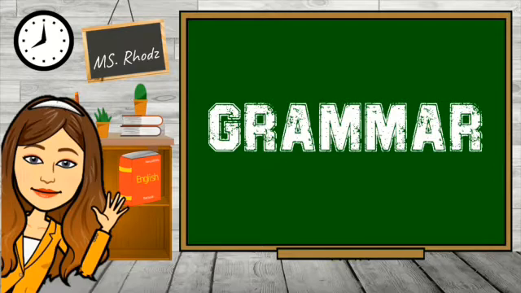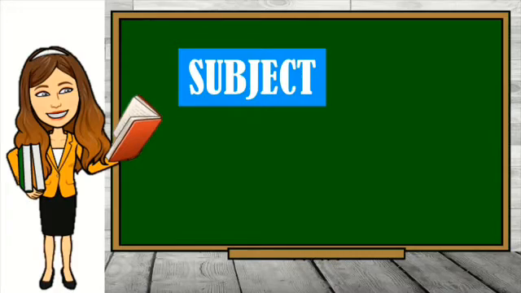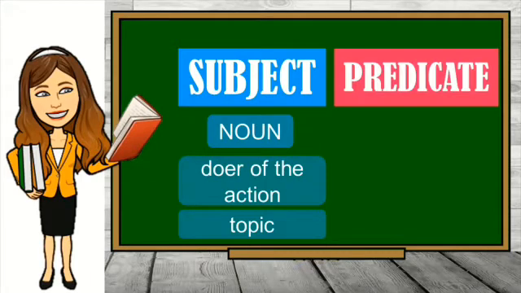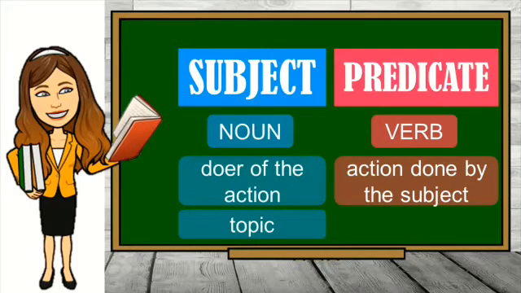To start with, let us recall the important terms. Subject. It is a noun. It can be a person, an animal, or a thing. It functions as the doer of the action or the topic in the sentence. Predicate. It is a verb. It is the action being done by the subject.